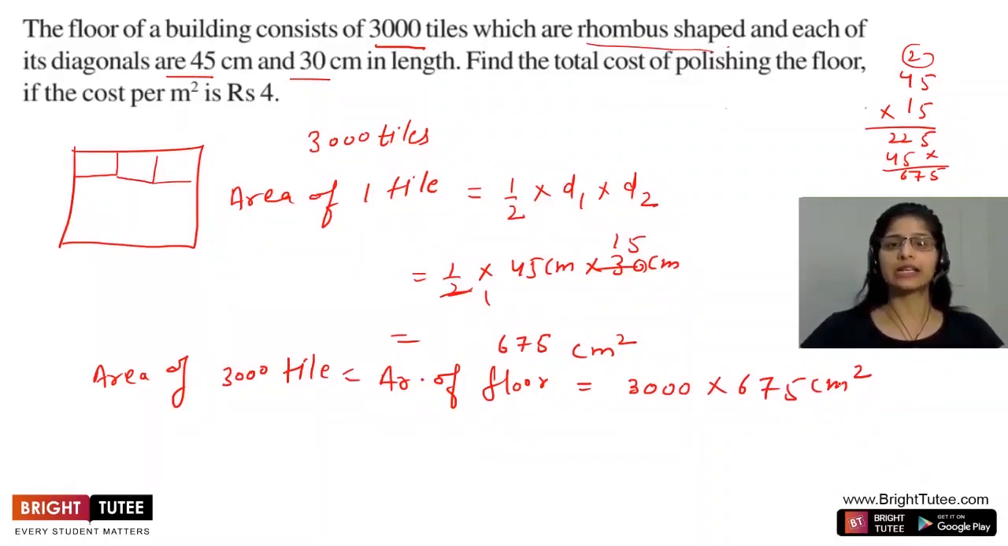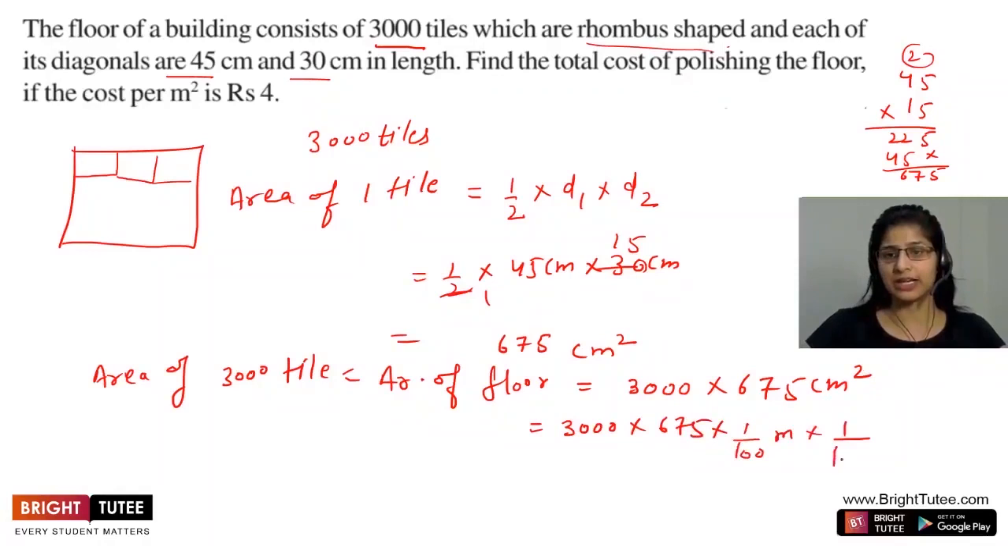Now they are saying that the cost of polishing the floor, the cost per square meter, 1 square meter is given to be rupees 4, but here the answer is in centimeter. So to convert it into meters, what we need to do? Just see, 3000 into 675 into centimeter into centimeter. In 1 centimeter, 1 upon 100 meters are there, right? So for both the centimeters I have written this.